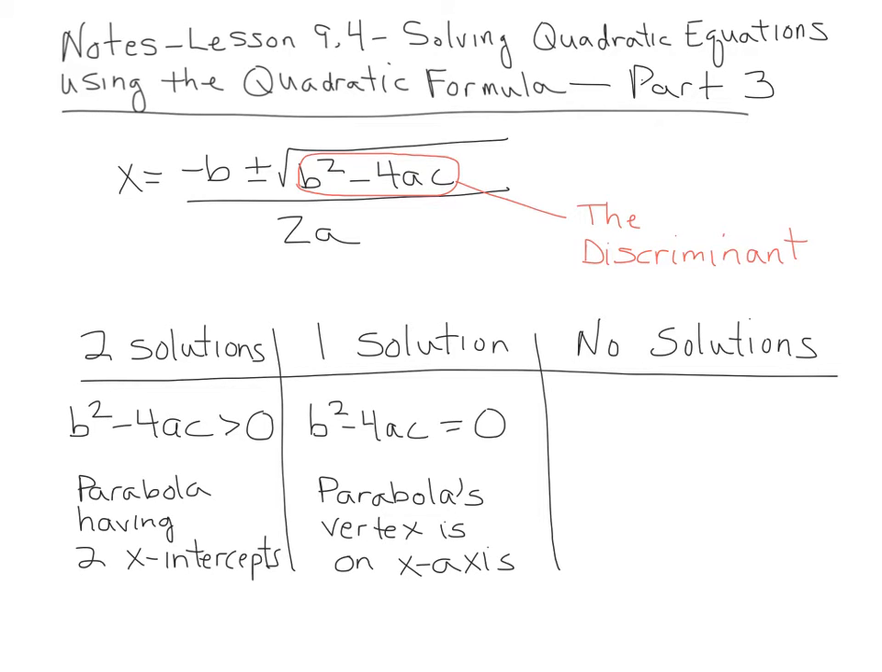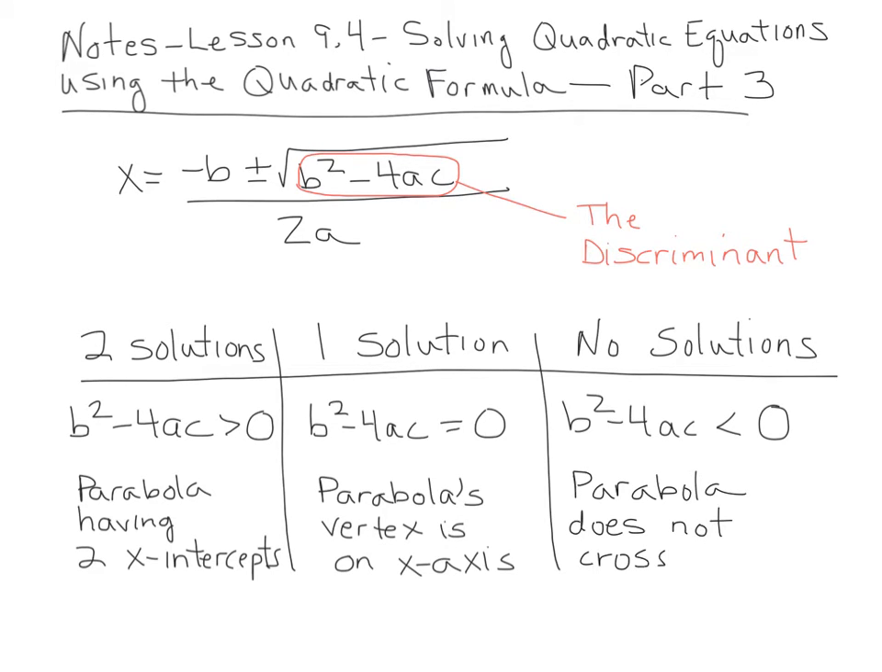And in the last case, if b squared minus 4ac, the discriminant, is less than 0, which basically means it'll be negative, you get a negative value underneath the radical, and you won't be able to take the square root. So that means it has no solutions. This parabola does not cross the x-axis. Alright, let's try a couple examples on the back, maybe 3.